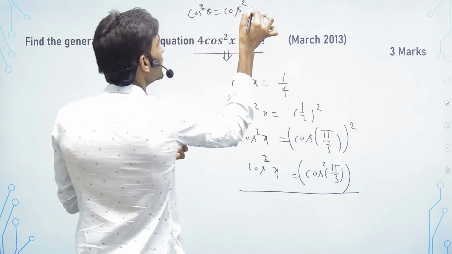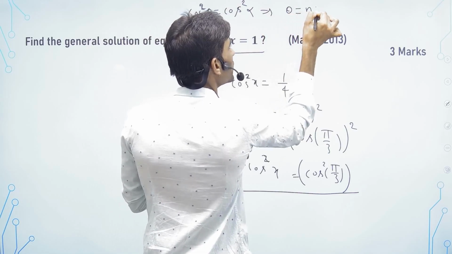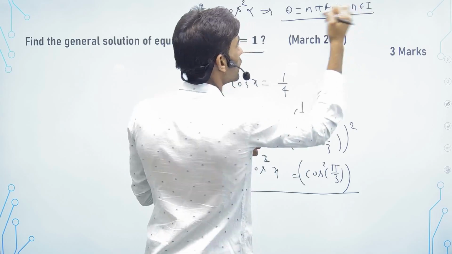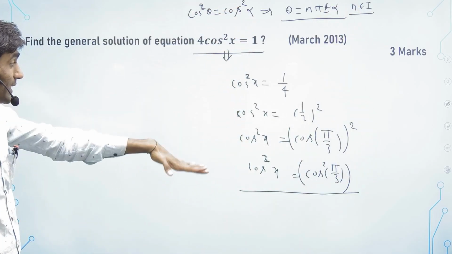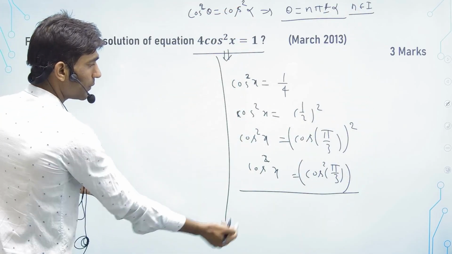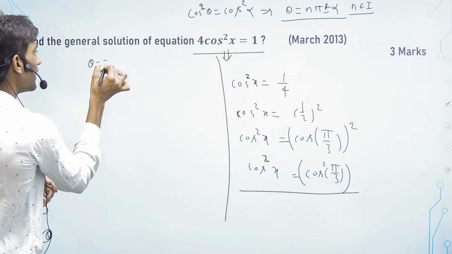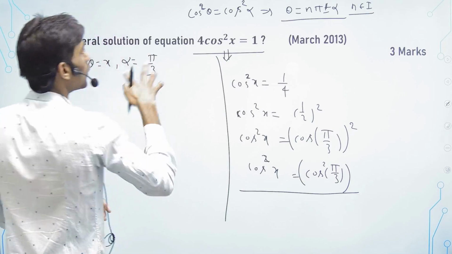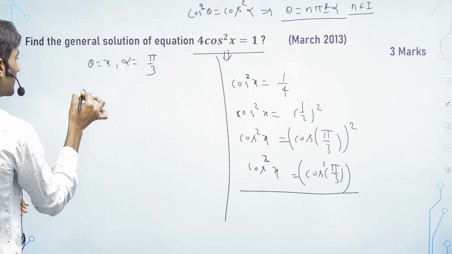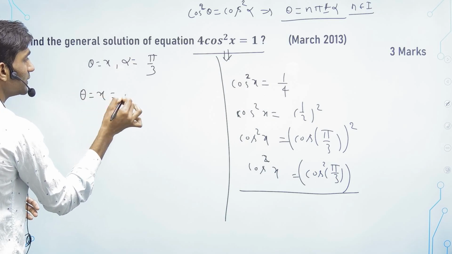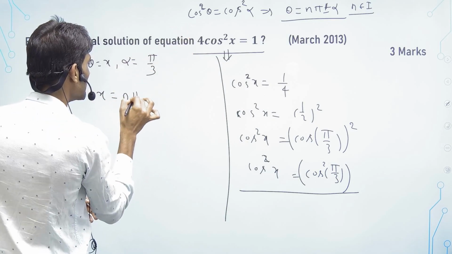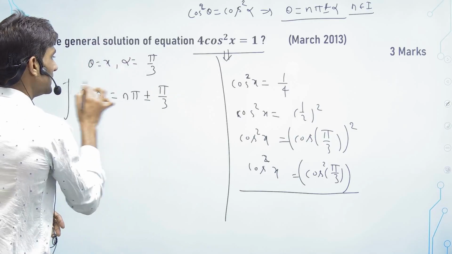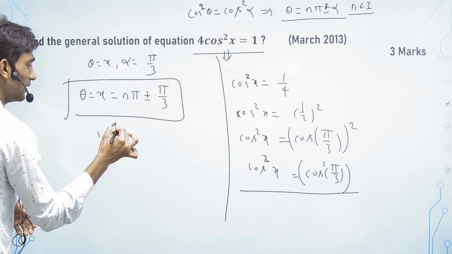When we have this result, we write theta equals n pi plus or minus alpha. Remember that one always, where n belongs to integers. Now apply that result. Here we have theta as x and alpha as pi by 3. Putting these values in, we get x equals n pi, keep as it is, plus or minus pi by 3. So this is our required general solution.